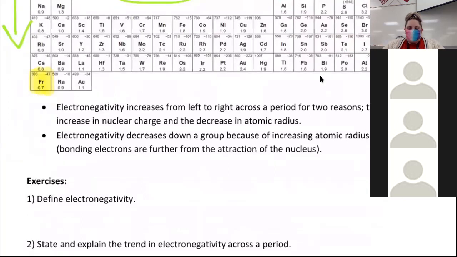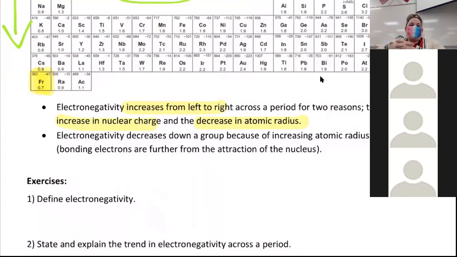The reason it increases from left to right across a period is for two reasons: an increase in nuclear charge and a decrease in atomic radius. Like I told y'all, it all goes back to that. If an atom has a small radius, because its nuclear charge is so strong that it's holding all of its valence electrons really close, then not only is it going to hold its own electrons very close, but it's also going to be able to attract other atoms' electrons more easily.